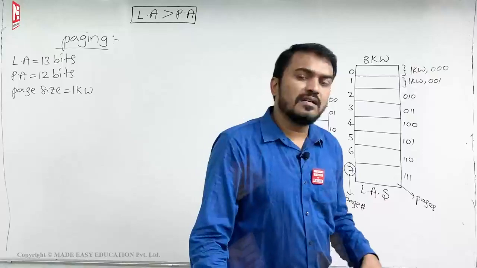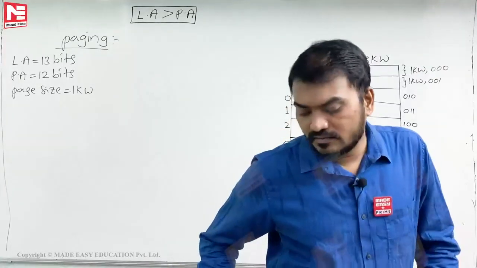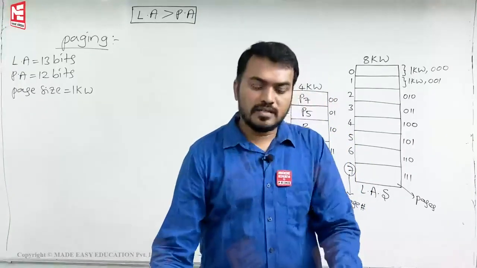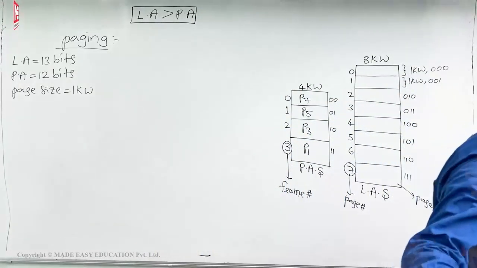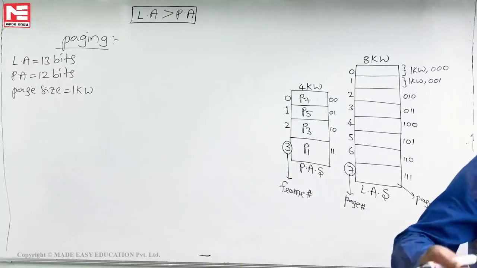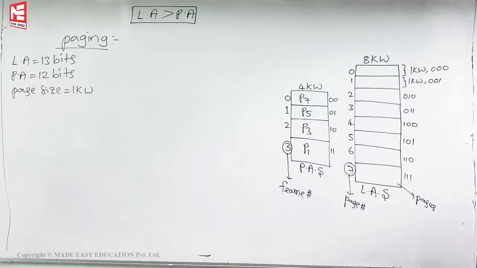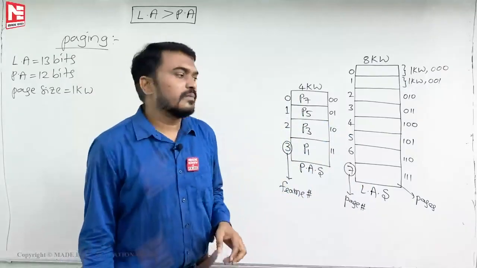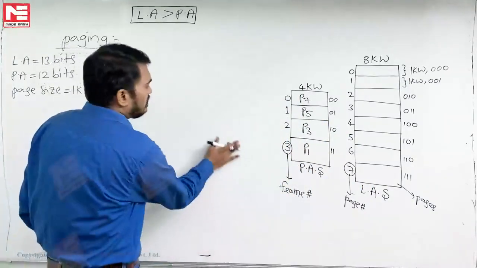Whenever paging is applied, the page table has to be maintained. Write it down properly. Whenever paging is applied, the page table has to be maintained. Okay. So how will the page table look?